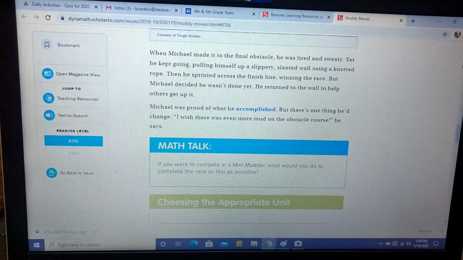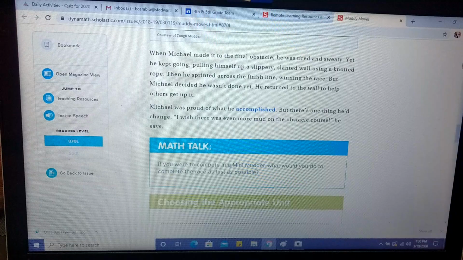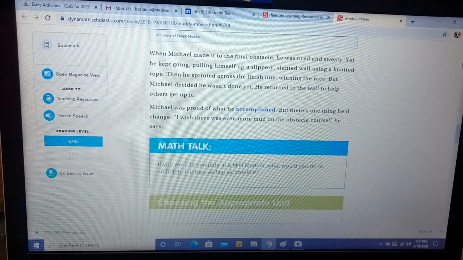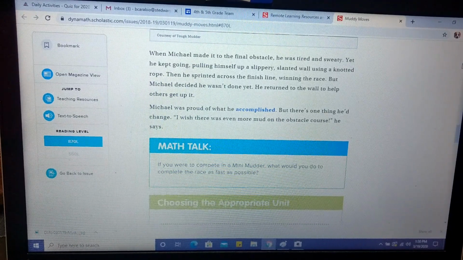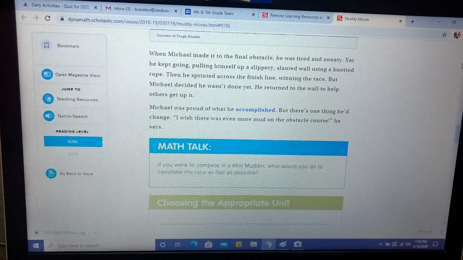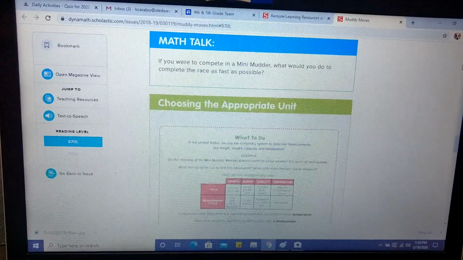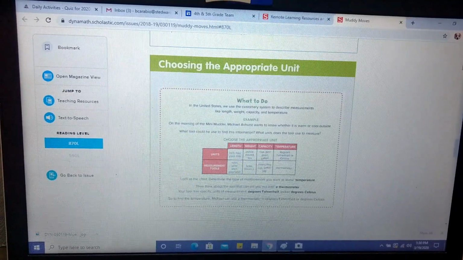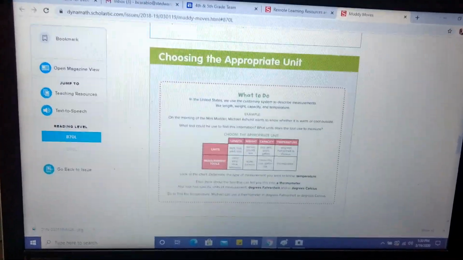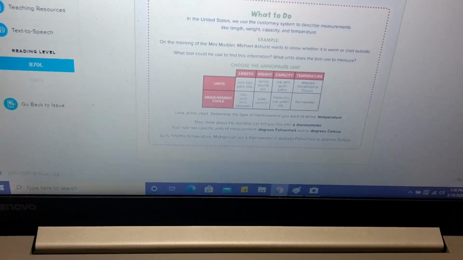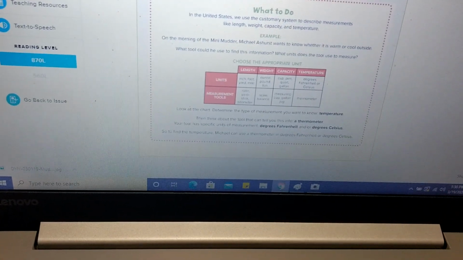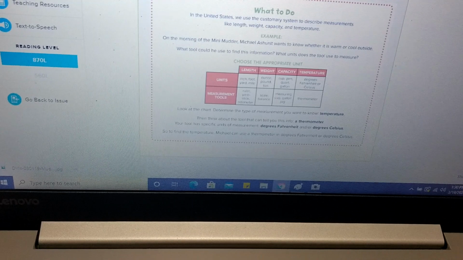There is a question here. If you were to compete in a mini mudder, what would you do to complete the race as fast as possible? So go ahead and answer this question. And then you're going to use this chart right here to help you answer the next questions that will be coming up. So this is all about measuring and what units you use to measure certain things.